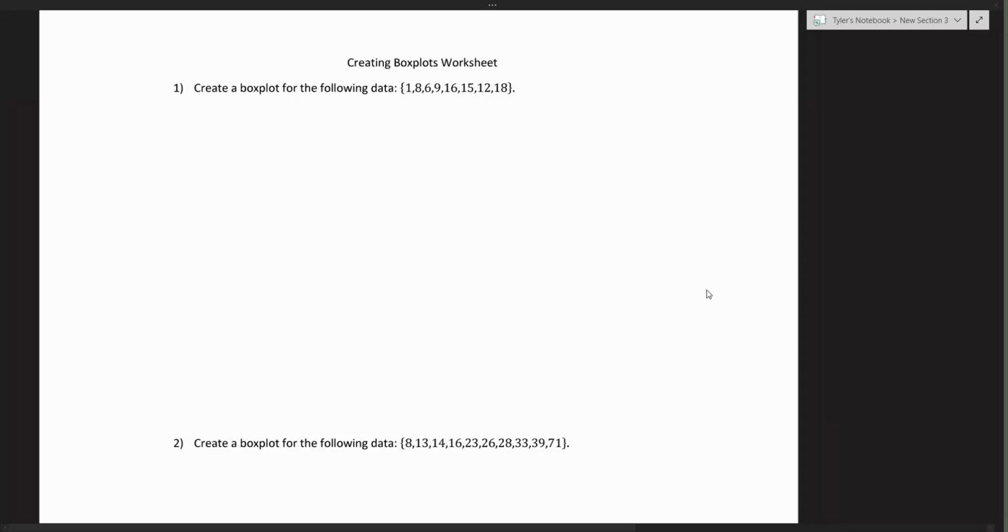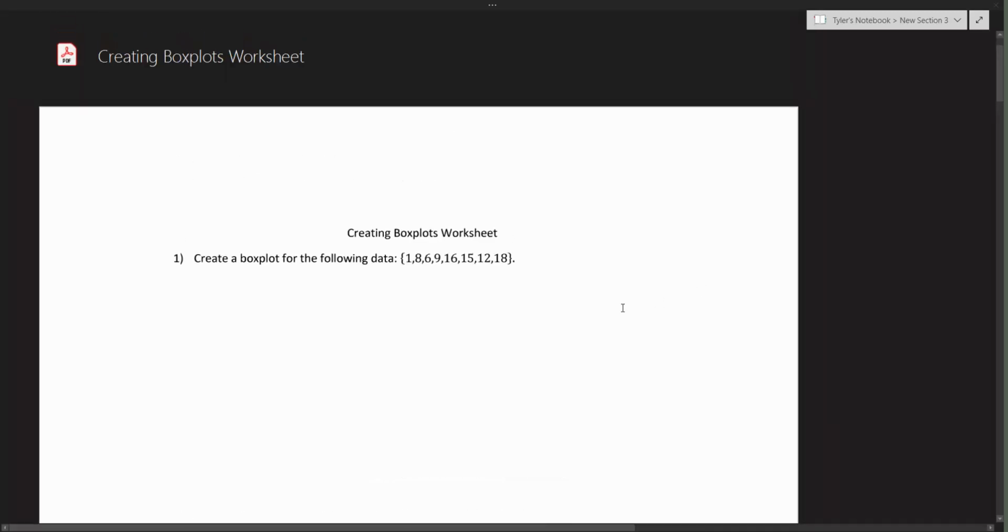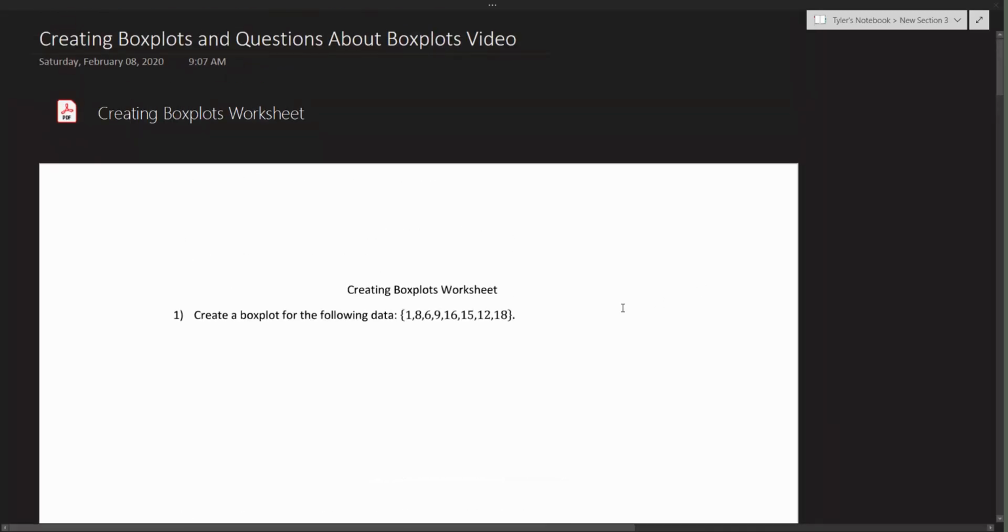I'm creating a video around boxplots. So we're going to look at how to create boxplots and also answer some questions about boxplots. And then at the end, I also want to be able to match up boxplots with an appropriate histogram.